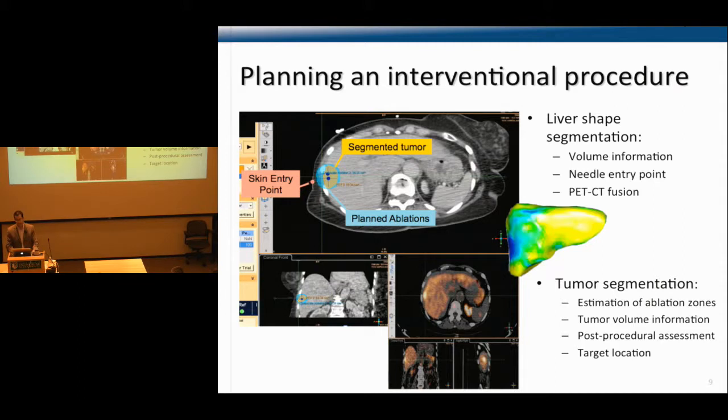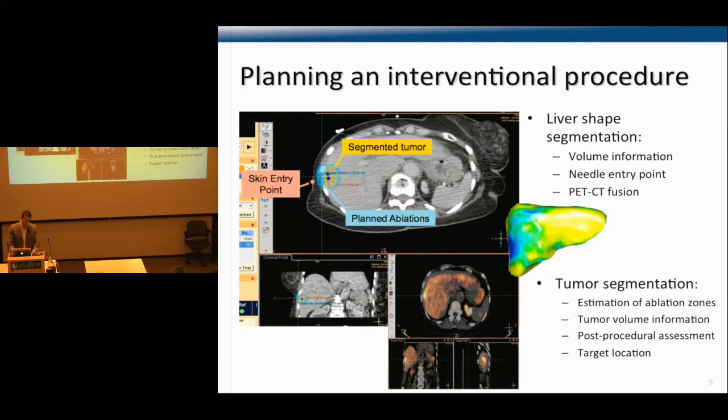There are two key technologies that we're working on that are of use for the registration problem, but also for clinical aspects. The first one is liver shape segmentation. This will allow us to get some information on the volume of the liver. It will also help for the planning stage for the skin entry point. If we have a segmentation of the liver, we could have more detailed information on where to insert the needle, and it also allows for PET-CT fusion. Again, I'll show a bit more detail on that later on. But it's really a key stepping stone to the registration procedure for the liver segmentation.